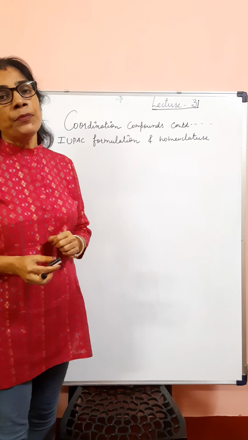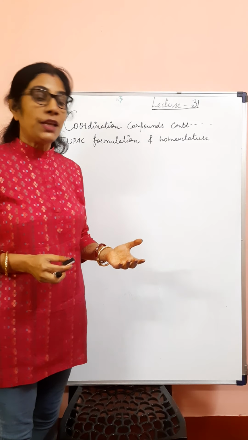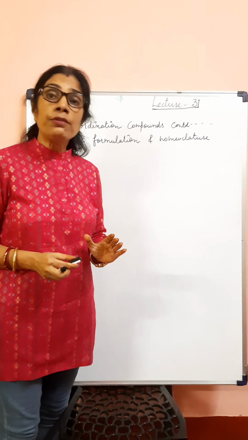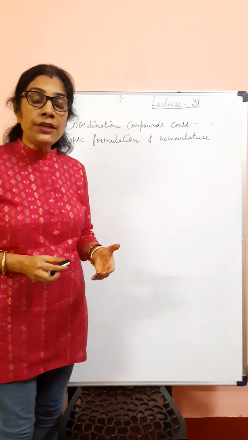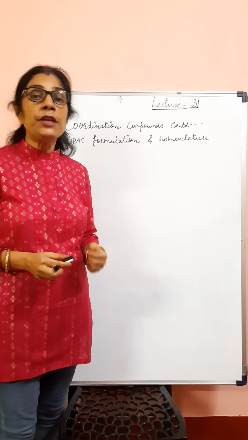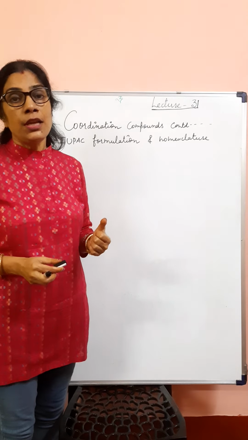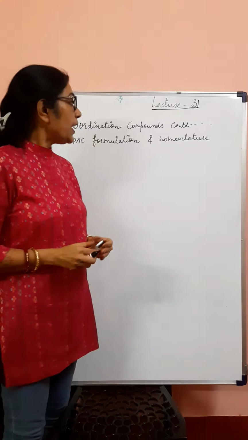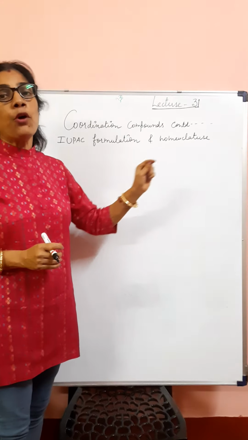coordination compounds, then some of the basic terminology related to coordination compounds like ligands, classification of ligands, after that coordination number, coordination entity, coordination sphere, then how to find the oxidation state of the central atom, homoleptic and heteroleptic complexes. So these are the things which we could complete in our last class, and today I am going to start with IUPAC nomenclature and formulation.